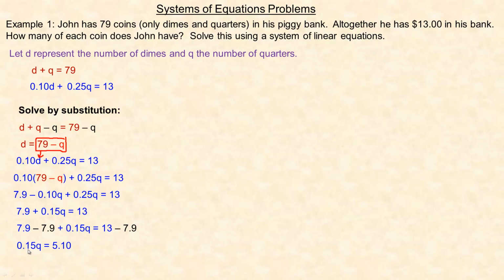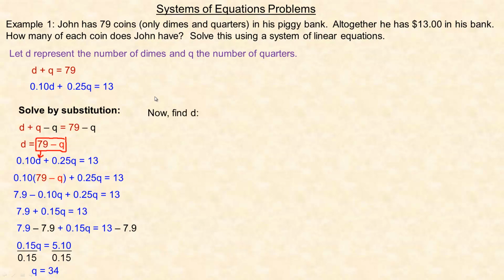Now I want to isolate for Q here, so I have the 0.15Q term alone, so I wanted to get rid of that 0.15. It's multiplied by the Q, so we would divide out the 0.15, and we get Q to be 34. So that tells me that there should be 34 quarters, because Q is the number of quarters, in his piggy bank.